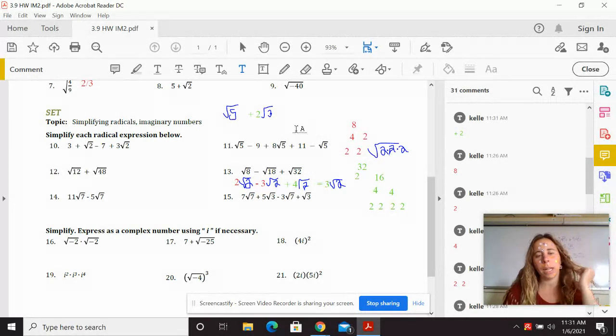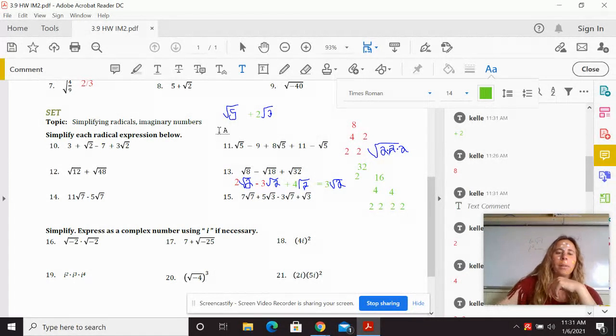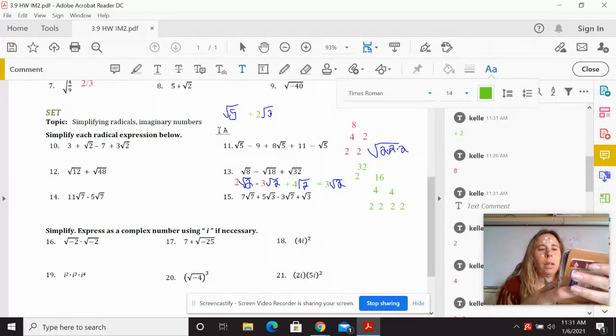You could change them into a decimal. You could change the square root of 5 into whatever that decimal is. Actually, here, let me just do it. Oh no, we're good. Why don't I just bring a calculator with me? It would make so much sense.